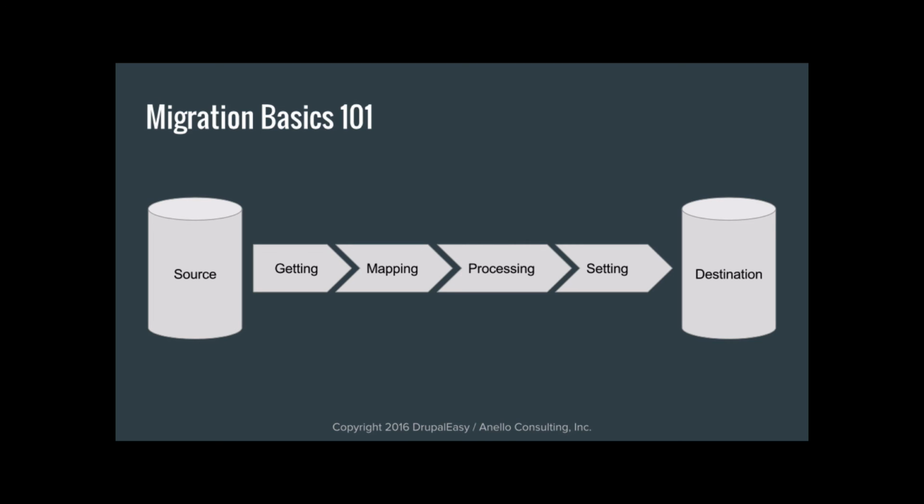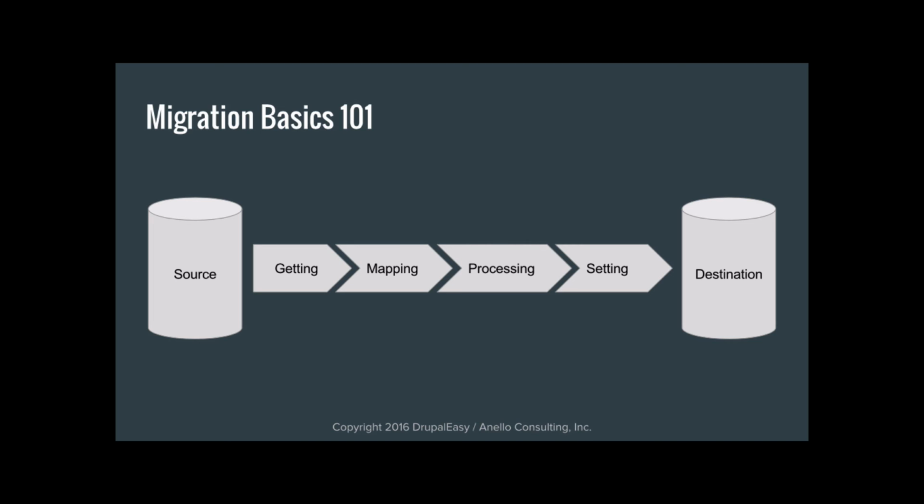And that pipeline includes something to get the data from the source, to map the data between a source field and a destination field, or a source variable and a destination variable. Processing, which normally I say massaging the data, transforming it a little bit or cleaning it up along the way, and then you actually want to set that data in the destination. So this is a pretty generic idea of how migrations work. You have a source, a destination, and then a pipeline that data travels through as it moves along.